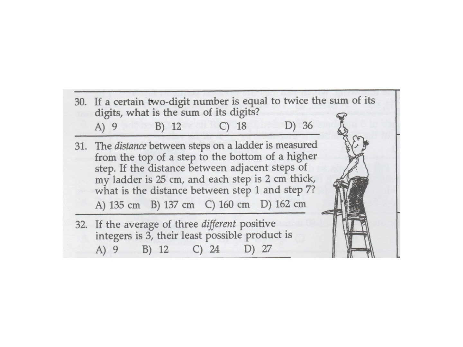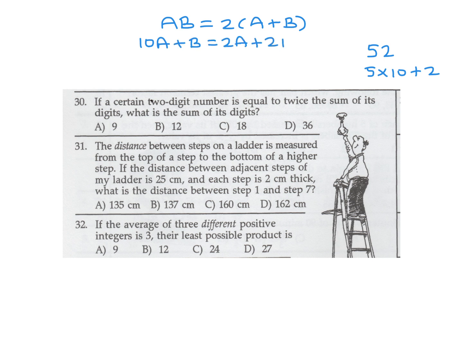If a certain 2-digit number is equal to twice the sum of its digits, what is the sum of the digits? So we have a number, let's say it's AB, and it's equal to twice the sum of the digits. Now AB, like any number, say 52, is really 5 times 10 plus 2. So it's the same as 10A plus B, equal to 2A plus 2B, and this gives 8A is equal to B. So that means, for example, if A is 1, B would be 8. So that number, AB, is really 18. And the sum of the digits would therefore be 1 plus 8, which is 9. So 30, the answer is 8.